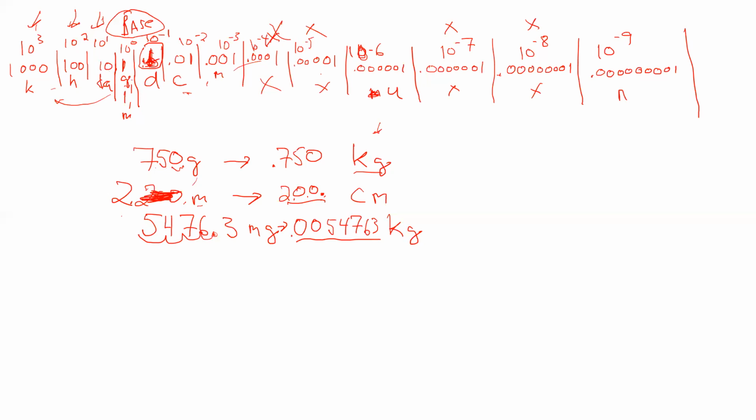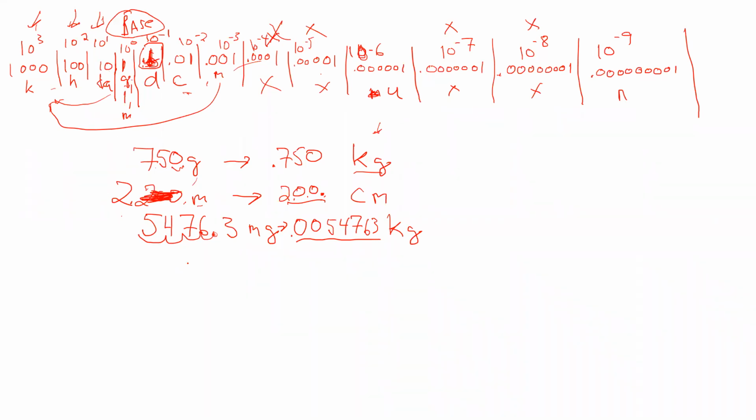0.0054763. So we move the decimal place 6 points. That's exactly right, from milli over to kilo. Make sense? So practice those. I'll give you a practice. Let's do one more.